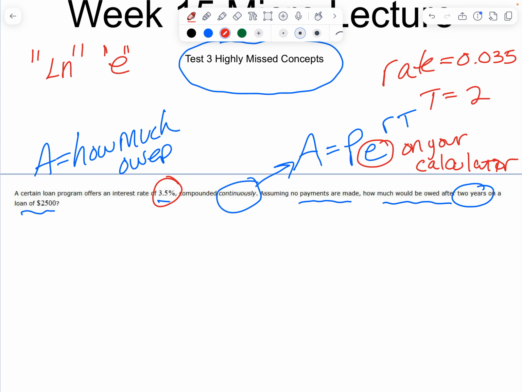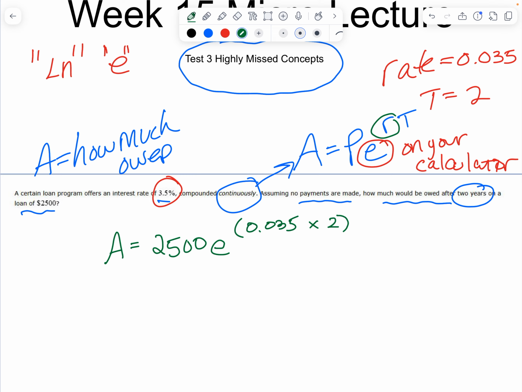Okay, so how you would set this up before you go to your calculator, what we're looking for is how much we would owe if we borrowed $2,500, and then we multiply that times Euler's number, and then we're going to go up to the 0.035, right? That's your rate times 2 years.